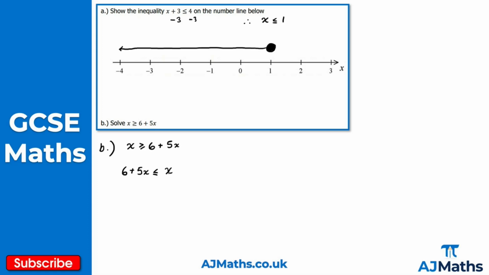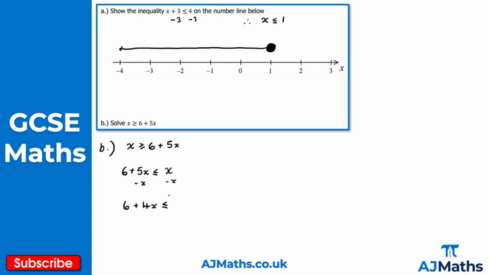But remember, treat this like an equation. If you had an x on both sides of the equation here, what you'd do is you'd subtract the smaller amount of x off both sides. What I'm going to do here is minus x off both sides. Okay. But in that case, then what I'm going to get here is 6 plus 4x on the left hand side.